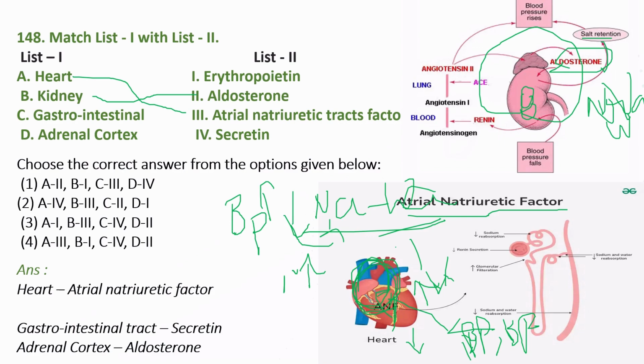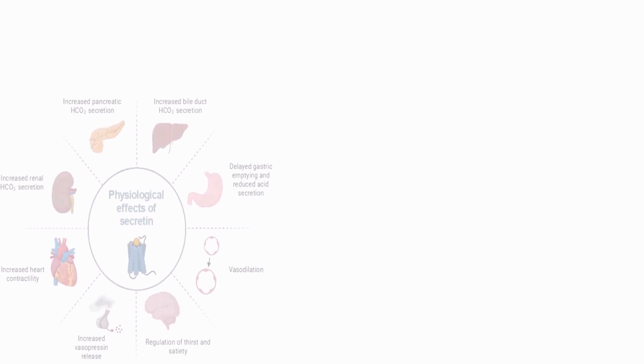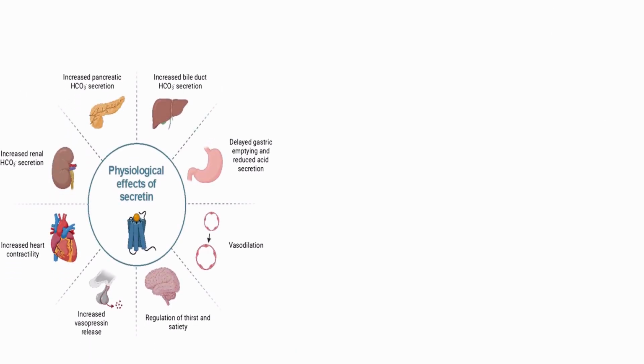So if we move on to the third one, gastrointestinal and adrenal cortex. The gastrointestinal tract normally contains secretin, whereas the adrenal cortex contains erythropoietin. I'll explain by showing the images here. What is the role of the secretin hormone?